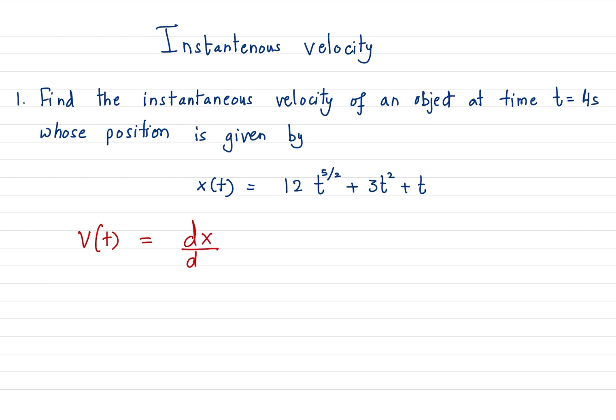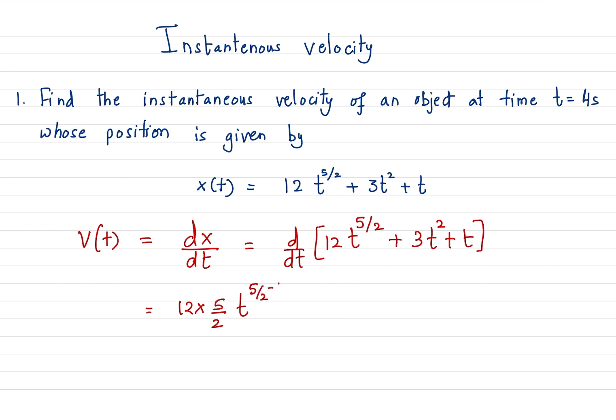So that is dx over dt. We'll do the derivative of the position. So let's write the function. It's 12t to the power of 5 over 2 plus 3t square plus t. Then let's do the power rule for the derivative. So 12 times 5 over 2 t to the power of 5 over 2 minus 1 plus 3 multiplied by the power comes in front times t to the power of 2 minus 1 plus t is having a power of 1, so 1 will come in front, t to the power of 1 minus 1.